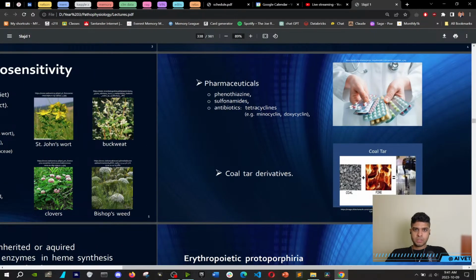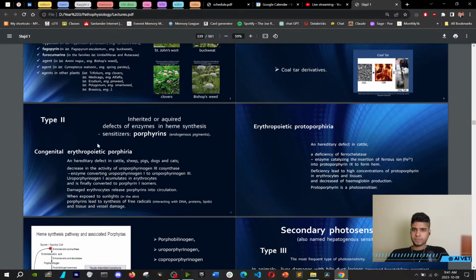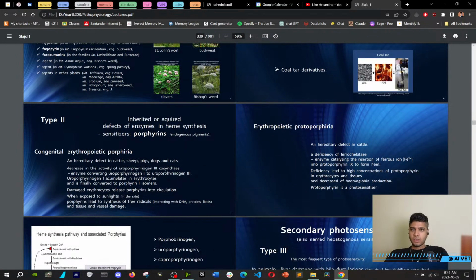Okay, pharmaceuticals, drugs as well cause photosensitivity, like phenothiazine, sulfonamide, antibiotics, tetracyclines, and so on. Coal tar derivatives. Okay, plant origins, pharmaceuticals, and coal tar. Phenothiazine, sulfonamide, antibiotics. Porphyrins.